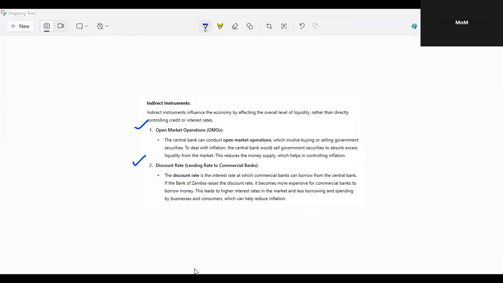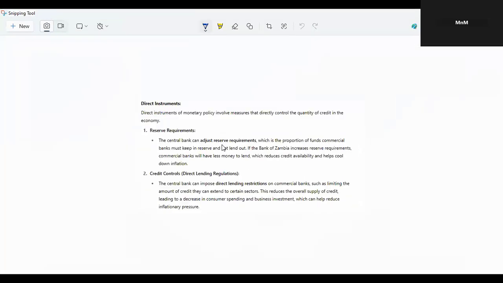The direct ones we talked about is what? Direct, we spoke about... what was it? I've forgotten. The reserve ratio and what? Direct controls. And the reserve ratio. Direct controls just give them, say, the minimum balance you're going to have is so much. Then also they can impose direct lending restrictions, where they will limit, just tell them, you need to reduce supply of credit to this sector. This is a direct way.